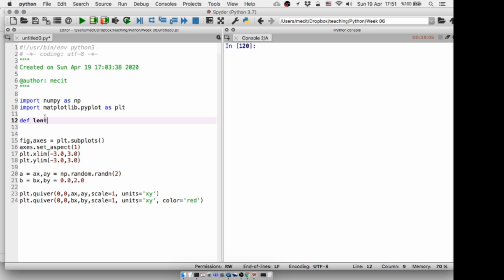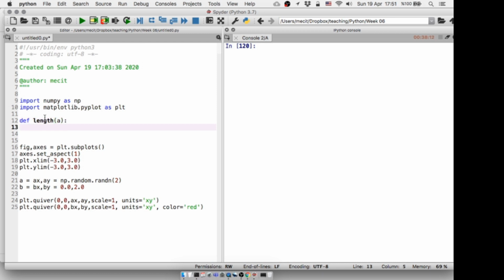Let's do a length function. Now this is going to input a vector variable. I need the components of the vector to do the length of it. So I say ax and ay is equal to a. So this is like taking the things out of the box and setting them as ax and ay.